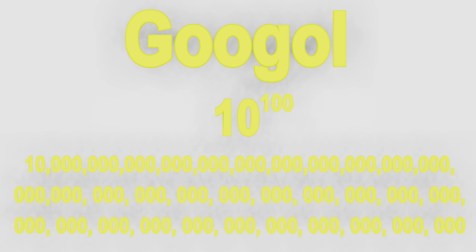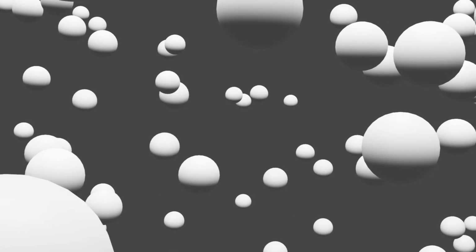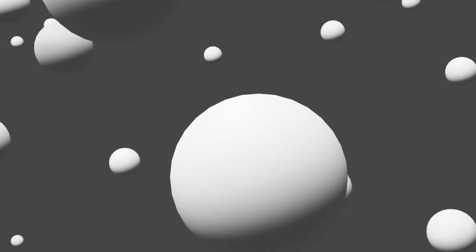Next we have a googol, which is 1 followed by 100 zeros. To understand how big this is, there are 10 to the 86 particles in the universe. That's 1 followed by 86 zeros. So a googol is significantly larger than this.